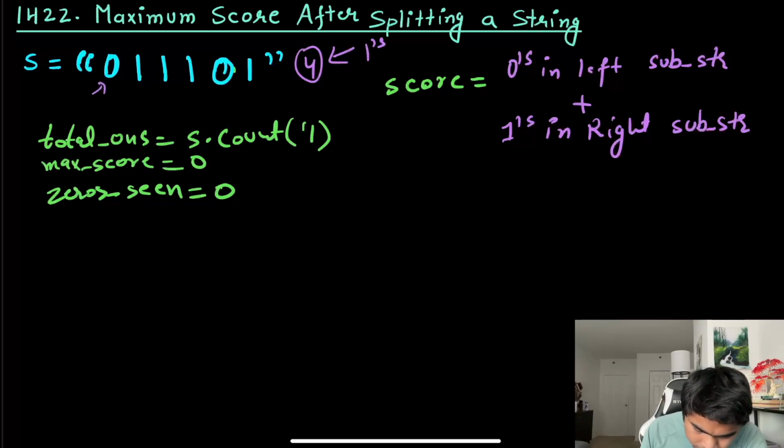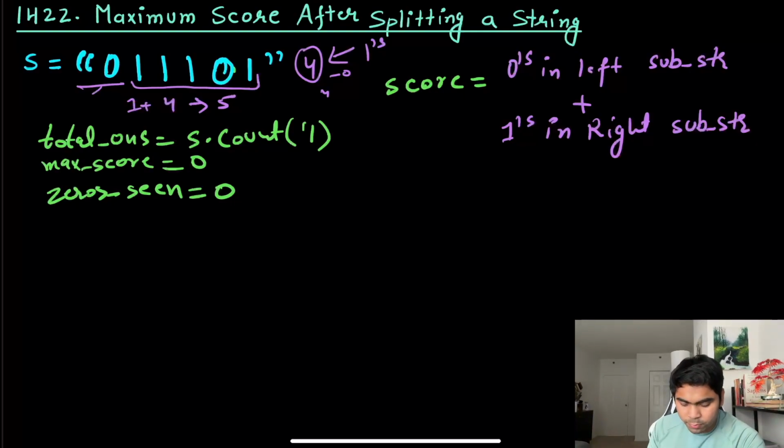What is the number of zeros I'm seeing? 1. What is the number of ones in the remaining array? Well, that is total ones, which is 4, minus ones I have seen so far until this index. Until this index, I have not seen anything, so that is why it's going to be 0. So 4 minus 0 is going to give me 4. So 1 plus 4 will give me 5. That is how we are going to do it for all the indexes.